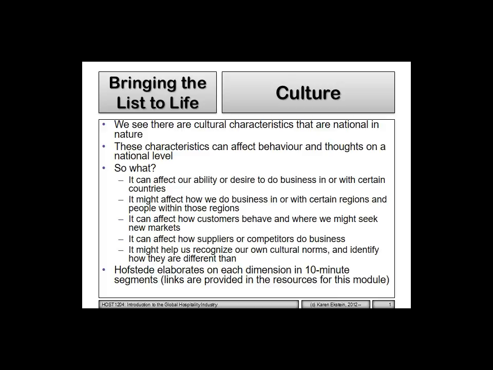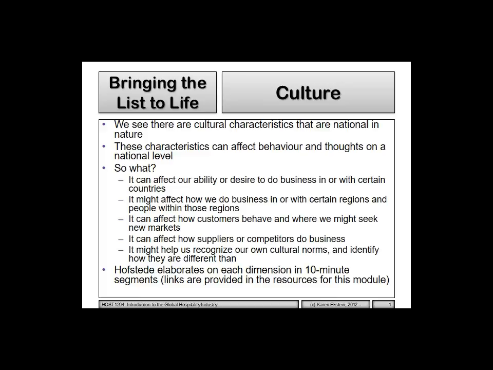The culture of a region can affect our ability or desire to do business in or with those regions, and it might affect how we do business in or with those regions. It can affect how customers within those regions behave, or where we might actually look to try to attract new markets. It can affect how suppliers or competitors from those regions do business. It might also help us to gain perspective and recognize our own cultural norms, identify how those may be different than others.